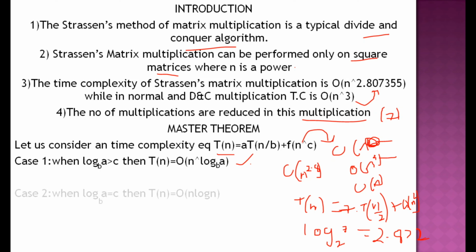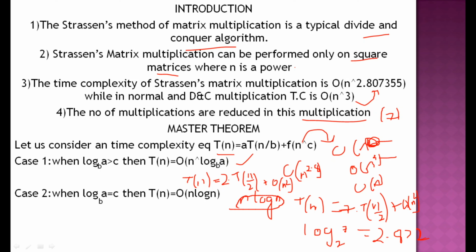Next, coming to the second case, when log of a to the base b is equal to c, that means both are equal, then T of n is equal to order of n log n. For example, when we consider T of n equal to 2 into T of n by 2 plus order of n square, in this case the time complexity is order of n log n.